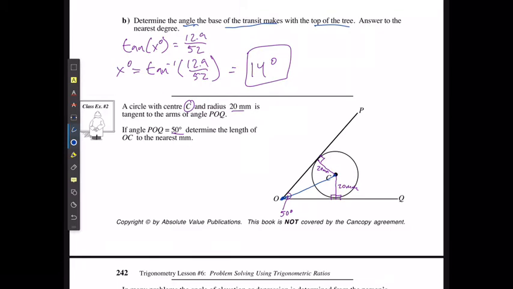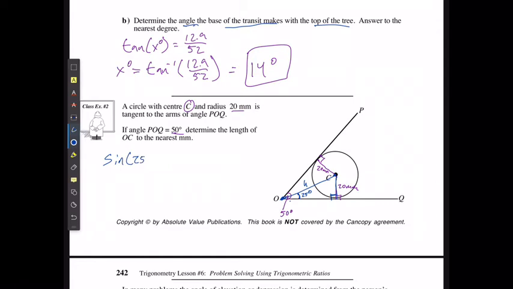Well, if I know that this entire angle is 50 degrees, then just this angle, because these two side lengths are going to be the same, is going to be half of that, 25 degrees. I know my opposite. If it's tangent, I've created a right angle here, and I'm trying to solve for my hypotenuse, which means that I'm going to be using my sine ratio.